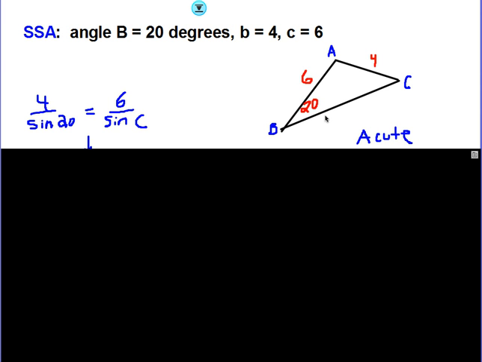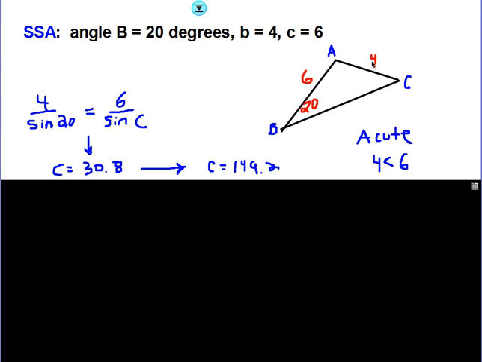So in this case, we have an acute angle that they're giving us, and then the side that corresponds to that angle is less than the other side. Whenever you have this situation, where the side across from the angle they give you is less than the other side that they give you, you're going to have two solutions. Okay, so we have two solutions.